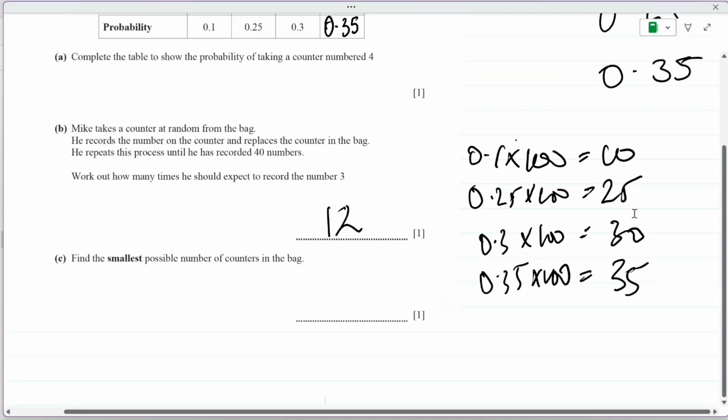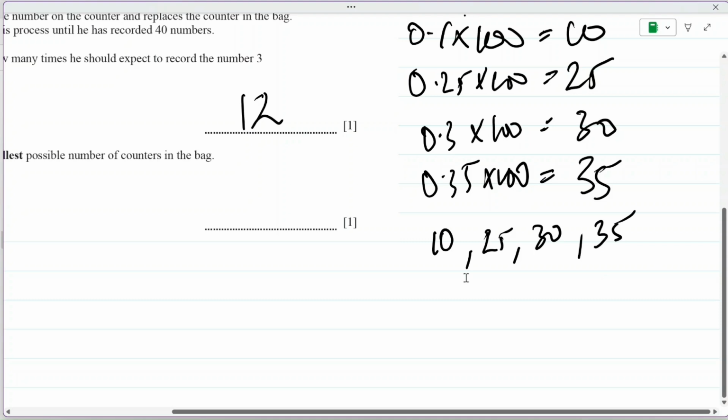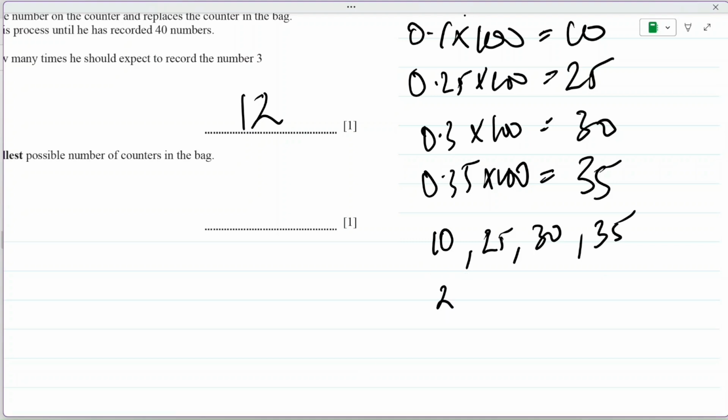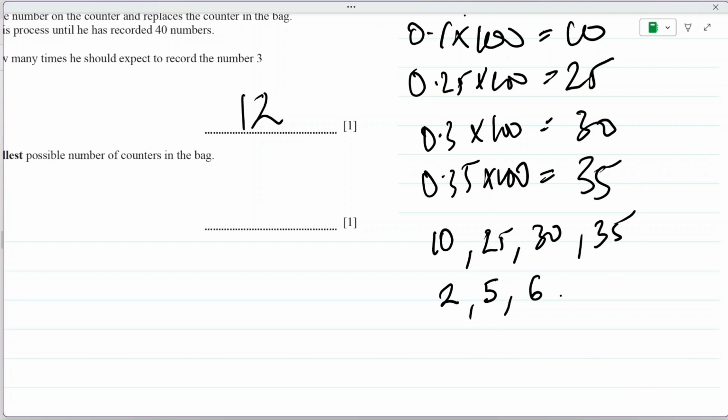They all have 5 inside them, so we can divide all through by 5 to get them to their lowest term, since we're looking for the smallest possible number of counters that can be in the bag. We have 10, we have 25, we have 30, and we have 35. 5 can go in all of them. 10 divided by 5, that's 2. 25 divided by 5, that's 5. 30 divided by 5, that's 6. And 35 divided by 5, that's 7.